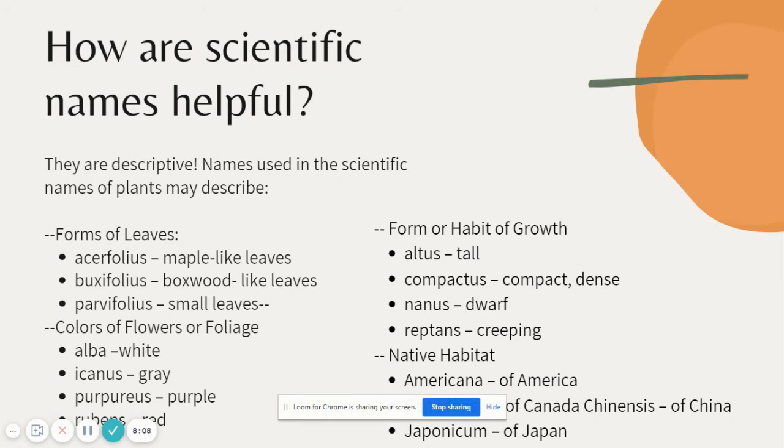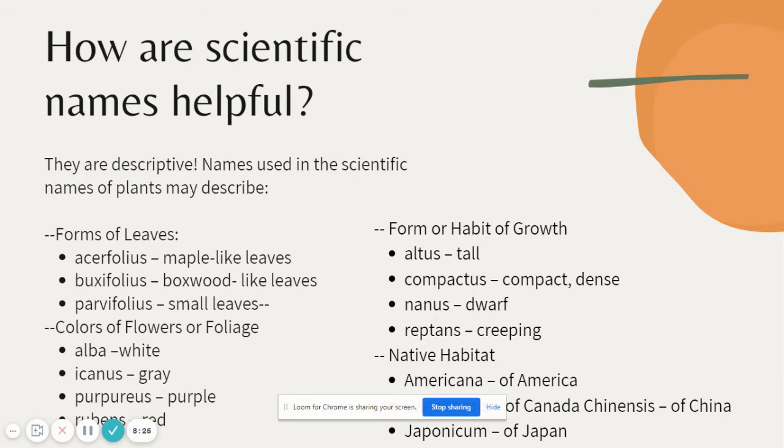It could also be describing the form or habit of growth. If you see the word altus, that can mean it's a tall plant or a tall shrub. Compactus is usually going to mean it is condensed and compact, so smaller and bushier typically. Nanus is going to mean dwarf. Reptans is going to mean creeping.